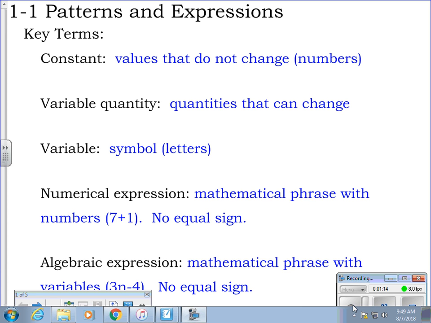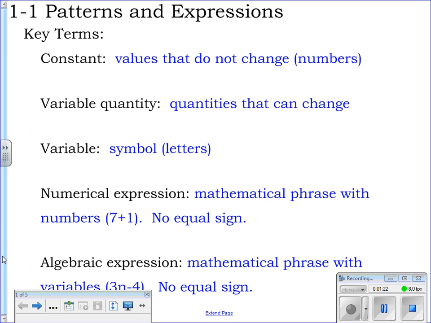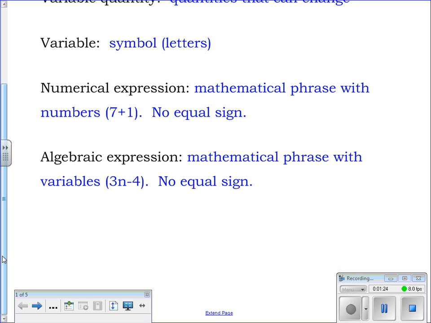A numerical expression has numbers, no equal sign. Numbers added, subtracted, multiplied, pretty straightforward. An algebraic expression has variables involved in it. Once again, because it's an expression, no equal sign. It's not an equation, it's an expression. It's not equal to anything.